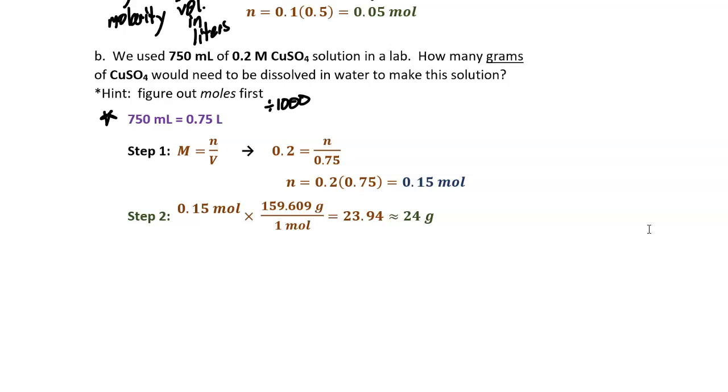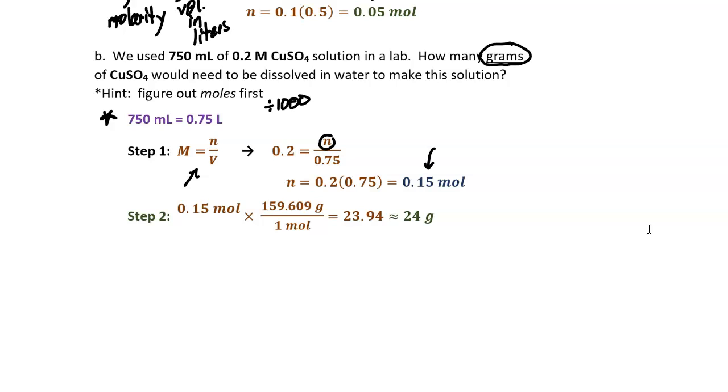We'll find this answer for number of grams in 2 steps. First, find the number of moles. Then, change from moles into grams. So in step 1, we've written the molarity formula, and then make substitutions. 0.2 in place of the capital M, and the 0.75 liters in place of the V. To solve this equation for N, multiply both sides by 0.75, and the result is 0.15 moles of copper sulfate.